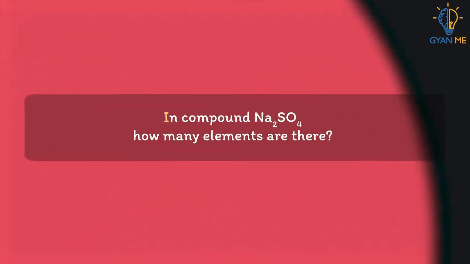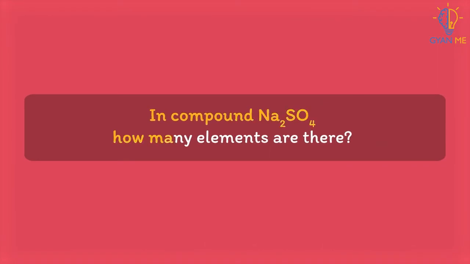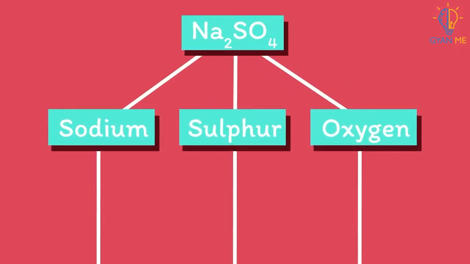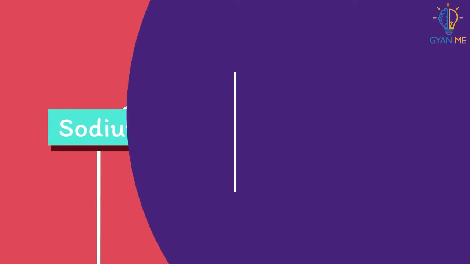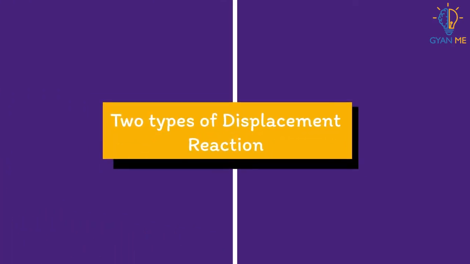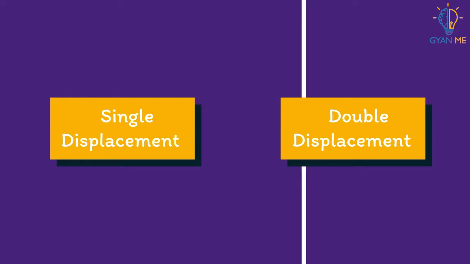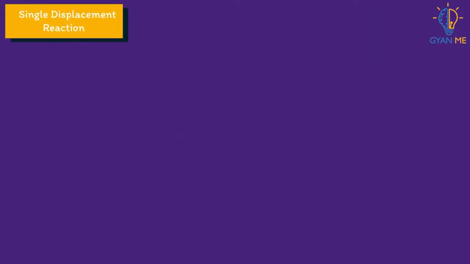Now, can you tell me in the compound sodium sulfate how many elements are there? Yes, you are right, 3. That is sodium, sulfur and oxygen. Keeping these concepts in mind, now let us see the types of displacement reactions. There are two types of displacement reactions, single displacement and double displacement. Let us see first what a single displacement reaction is.